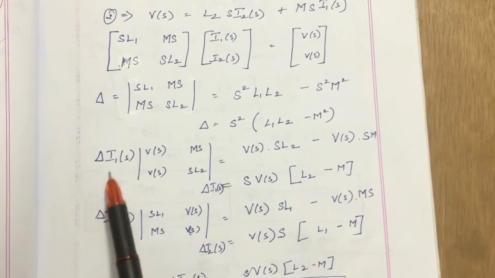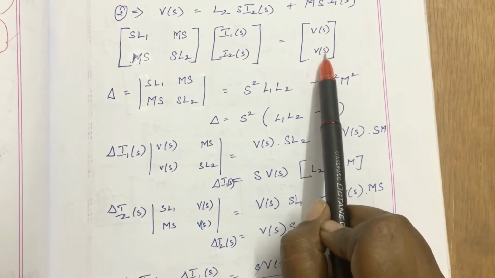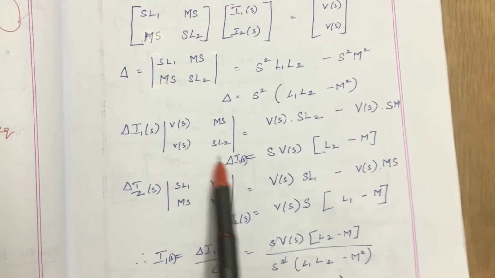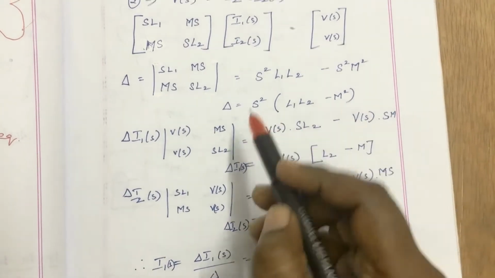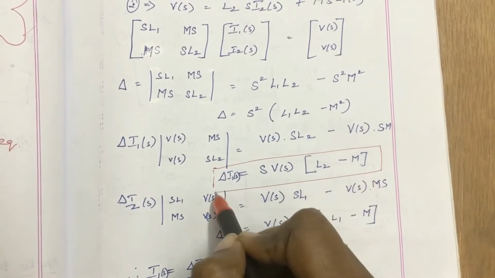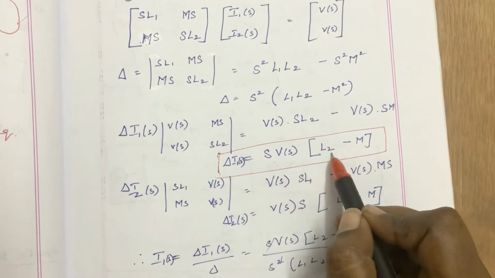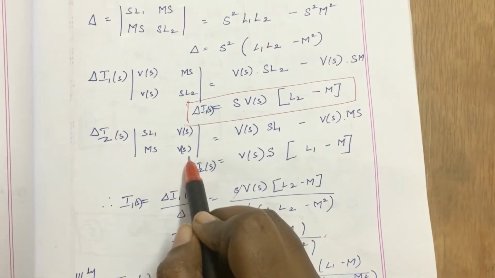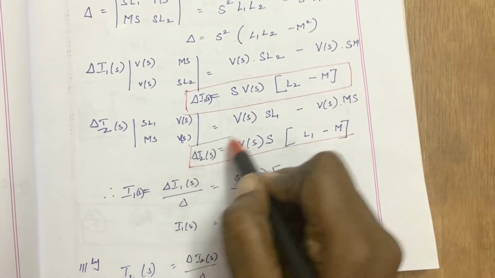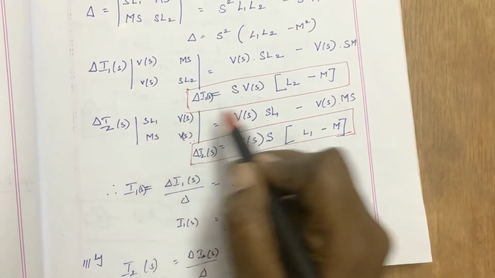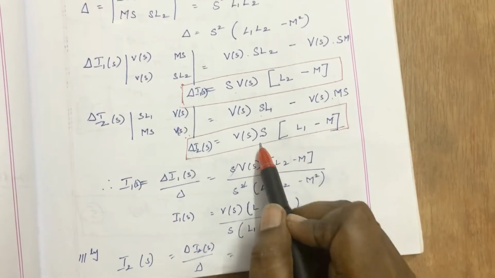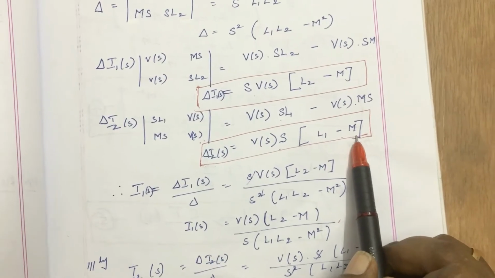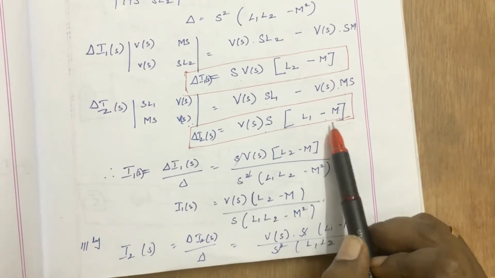Now to get del I1, I apply the right hand side voltage in the first I1 column. So I get del I1 of S equals S times V of S times L2 minus M. Similarly, when I apply the right hand side to the I2 column, multiplying and subtracting, taking V of S and S as common, I get L1 minus M. So this is how I got del I1 and del I2.